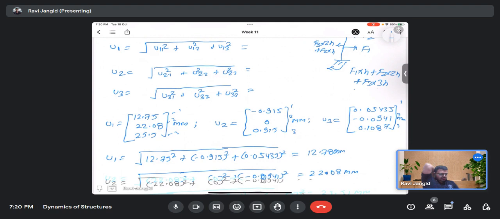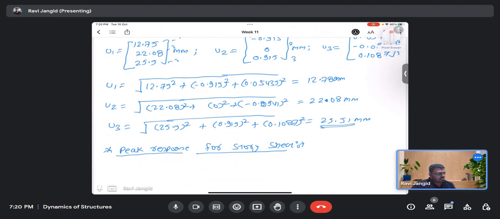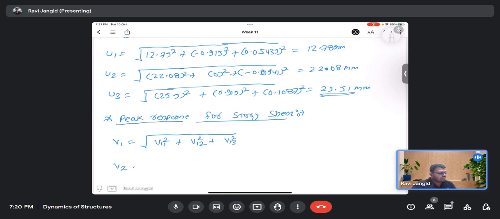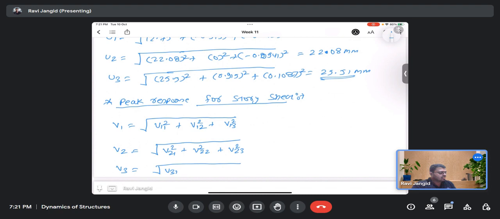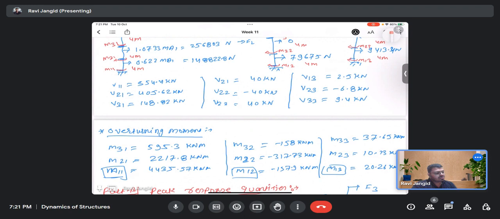So we have U1, U2, U3. Now we need to find out the stories here. For the stories here also, in the first story, that V1 would be V11 square, V12 square, V13 square. For second story, that would be again V21 square, V22 square, V23 square. And for the third story, it would be V31 square, V32 square, V33 square. Okay, so we have the V1, V2, V3 here. So from these values you can utilize.